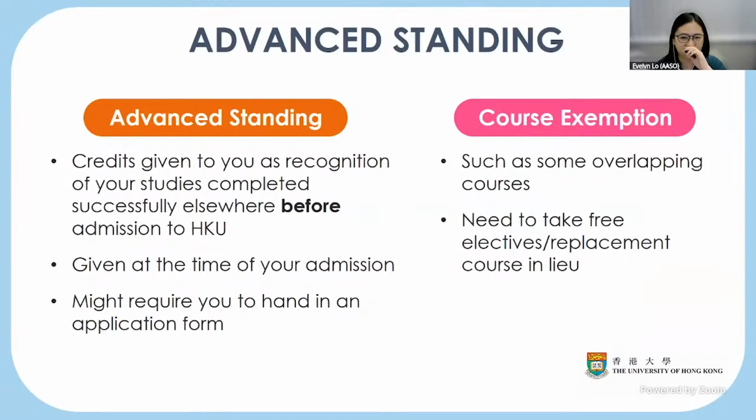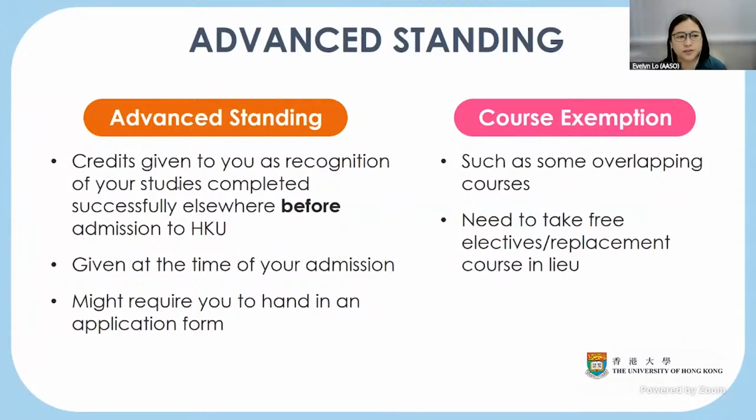Okay, and I know some of you will get advanced standing. What is advanced standing? It is the recognition given to you, so credits given to you as a recognition, for the things that you have done before you come to HKU. So say if you do 7 years of high school, because Hong Kong students normally do 6 years, or if you do IB, you might be given some advanced standing.